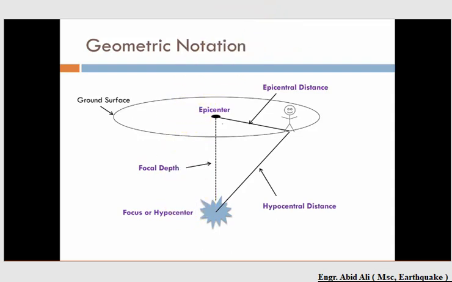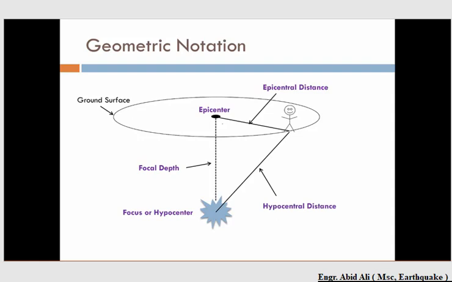Now, if we draw a straight line from the focus up to the ground surface, the length of the line is what we call the focal depth. The location on the ground surface directly above the focus or hypocenter is what we call the epicenter. Some people confuse the epicenter with the focus, thinking that the epicenter is down in the ground. It's not, it's just the projection of the focus onto the ground surface.